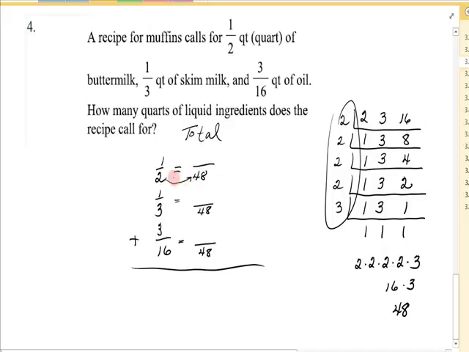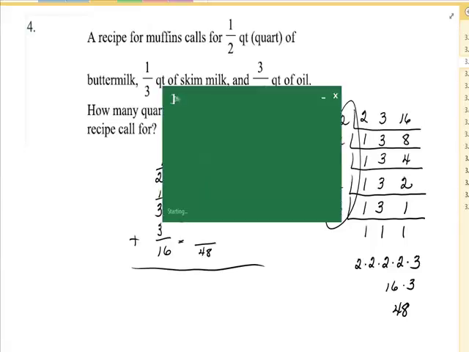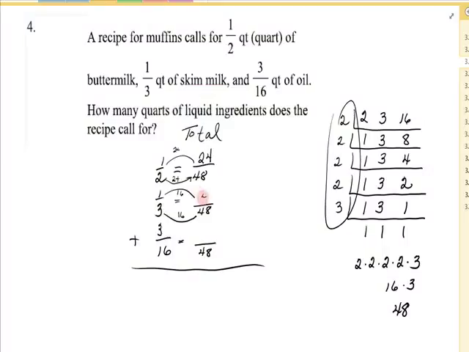2 goes into 48 24 times, and 24 times 1 is 24. 3 goes into 48, and I did it down here so I know 16 times, and 16 times 3 is 16. Then finally 16 goes into 48 3 times, and 3 times 3 is 9.